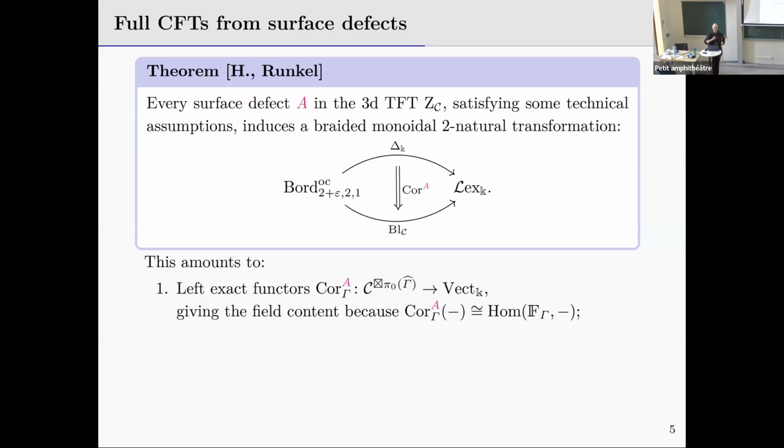So the takeaway is that from the 1-morphism components, we get the field content. Now we will also have 2-morphism components.